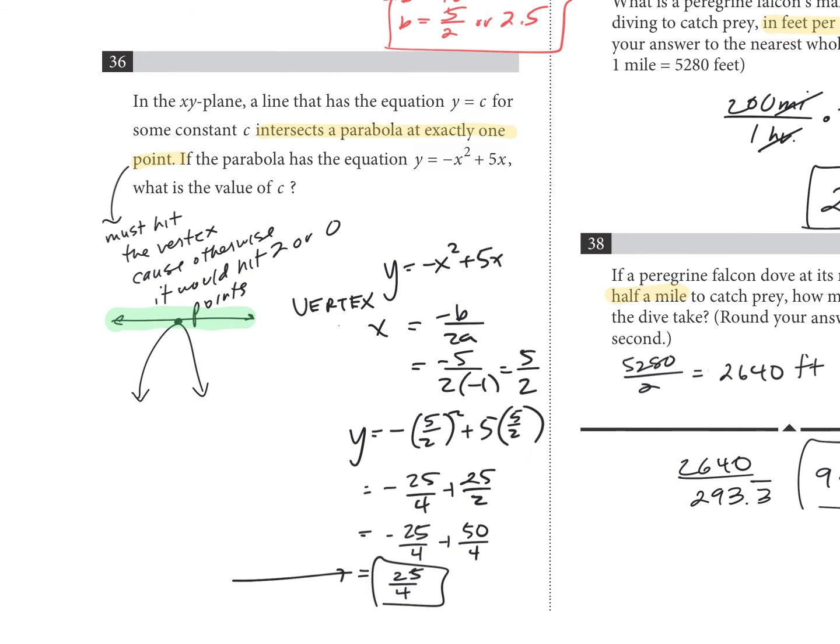It's a tricky question. But if you understand that if it's intersecting this, it must hit the vertex, because otherwise it would have hit 2 or 0 points, right? When you think about how a vertical line or horizontal line and a parabola interact, usually it hits 2. Sometimes if it's above, it hits none. So if it says it hits 1, you basically say, okay, now I just got to find the vertex and find the y value.